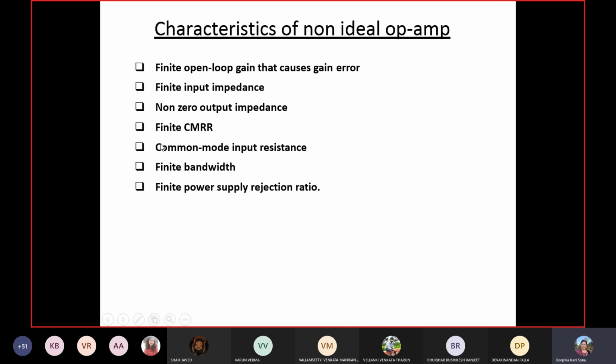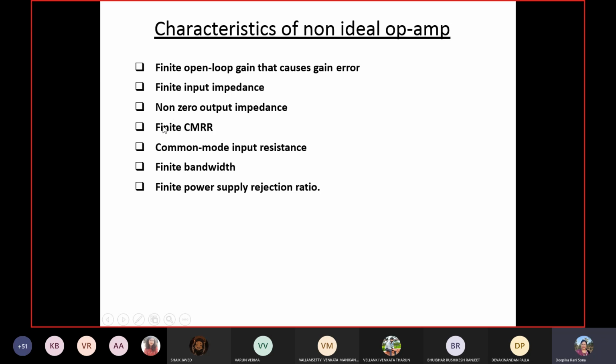So some characteristics are there. Already we have seen the ideal op-amp characteristic. Now the non-ideal op-amp characteristic, it will offer the finite open loop gain that causes gain error, finite input impedance, non-zero output impedance, then finite CMRR, meaning common mode rejection ratio.